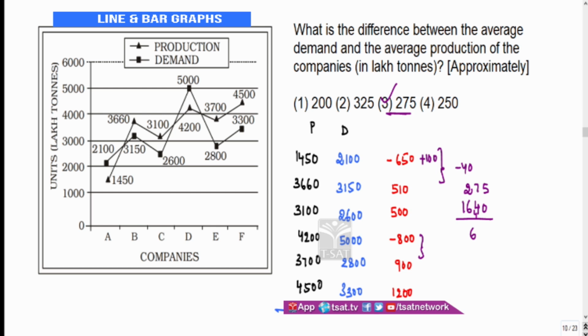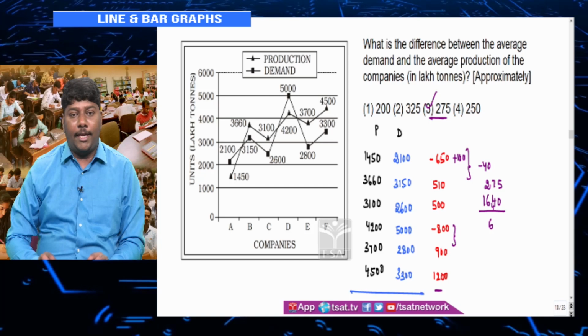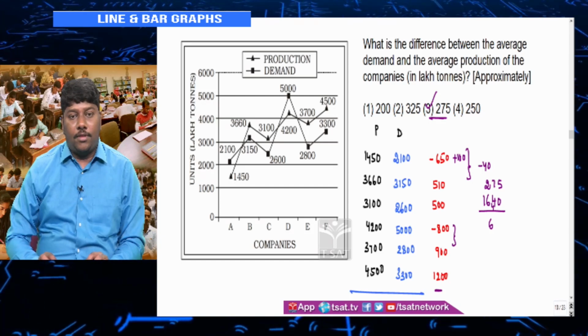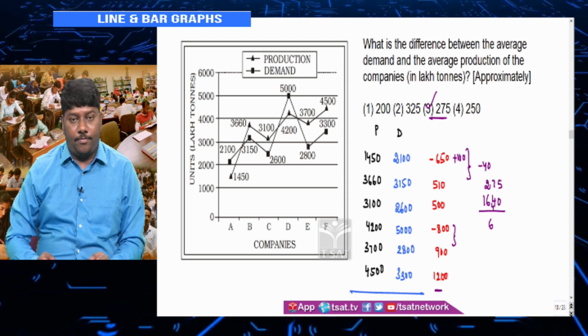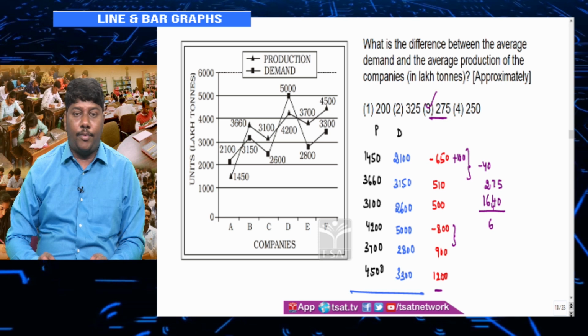On the graph also you can find the differences. In order to make it clear, I have written the values, but it is up to you to find the differences, but make sure that you give positive and negative signs. When production is more than the demand, you are getting a positive sign. When production is less than the demand, then you are getting a negative sign. When demand is more, you get a negative sign. When production is more, you get a positive sign.